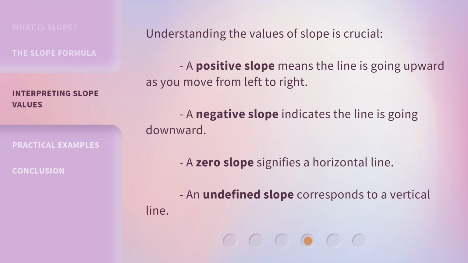Understanding the values of slope is crucial. A positive slope means the line is going upward as you move from left to right. A negative slope indicates the line is going downward. A zero slope signifies a horizontal line. An undefined slope corresponds to a vertical line.